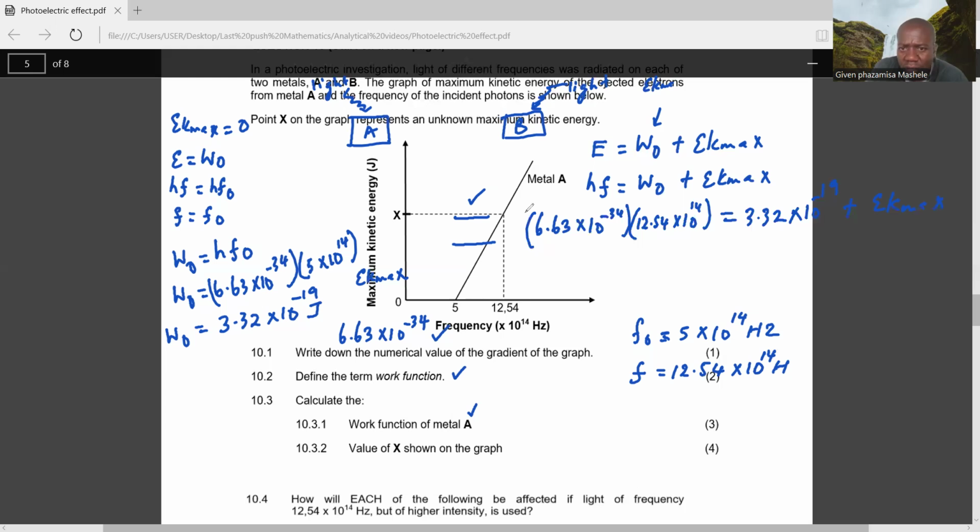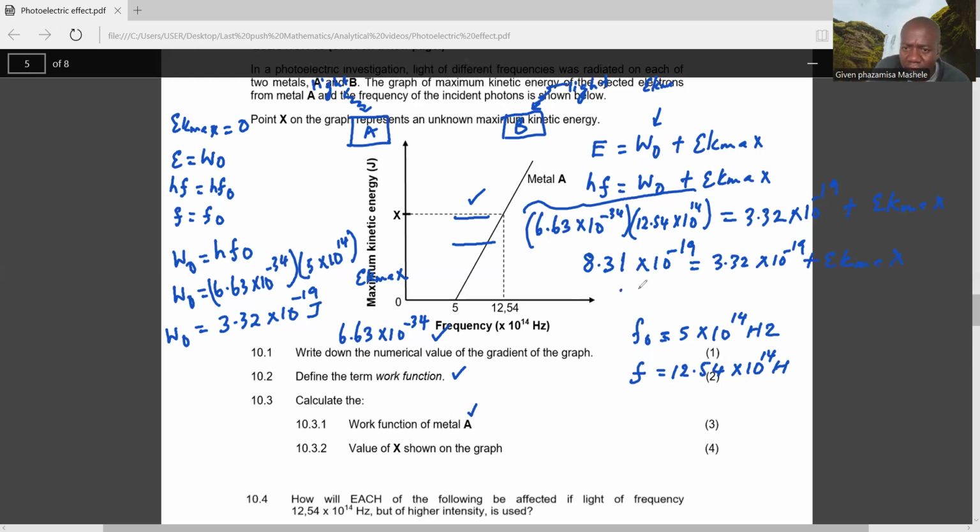Let's now do the working of this. So it's 6.63 times 10 to the power minus 34 multiplied by 12.54 times 10 to the power 14. So this will give us the energy of the photon to be 8.31 times 10 to the power minus 19 equals 3.32 times 10 to the power minus 19 plus the EK max. This is what we want.